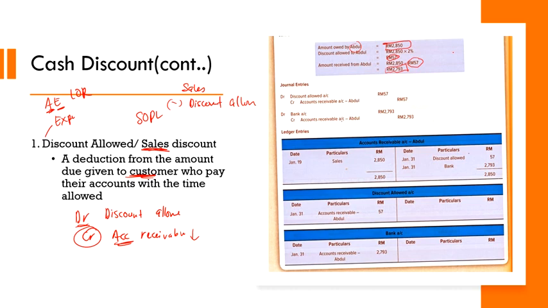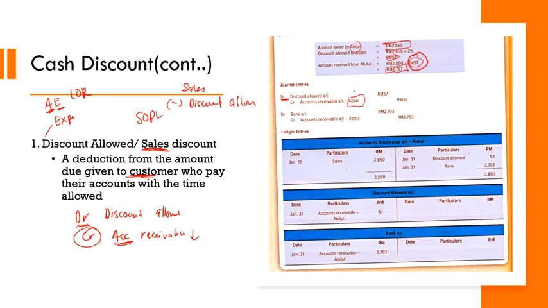First, you need to record the discount first. This one, the 57 ringgit. Since discount is our expense, if there are expenses they will increase. When expenses increase, we need to debit. Debit discount allowed RM57. And then we reduce account receivable. Account receivable Abdul here. Abdul is our customer, okay? So we will credit account receivable Abdul for 57 ringgit.